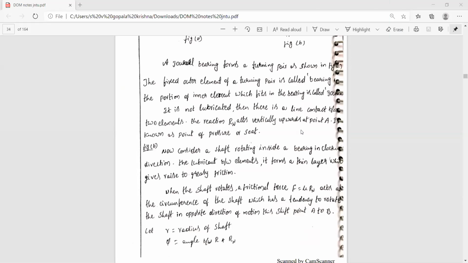Now, from the journal bearing point of view, we have already seen how we calculate the values: the torque value and the power value. The power wasted in friction is power equals T into omega, and the torque value is mu W R. We have already seen this in the earlier class.